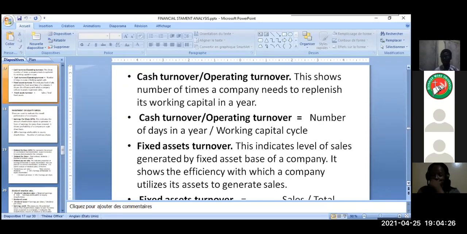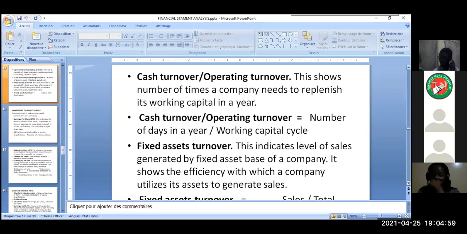This shows the number of times a company needs to replenish its working capital in the year. The formula is very simple. We take the number of days in the year, 365, over working capital cycle. Okay? We also have another element, which is fixed asset turnover. This indicates the level of sales generated by fixed assets.